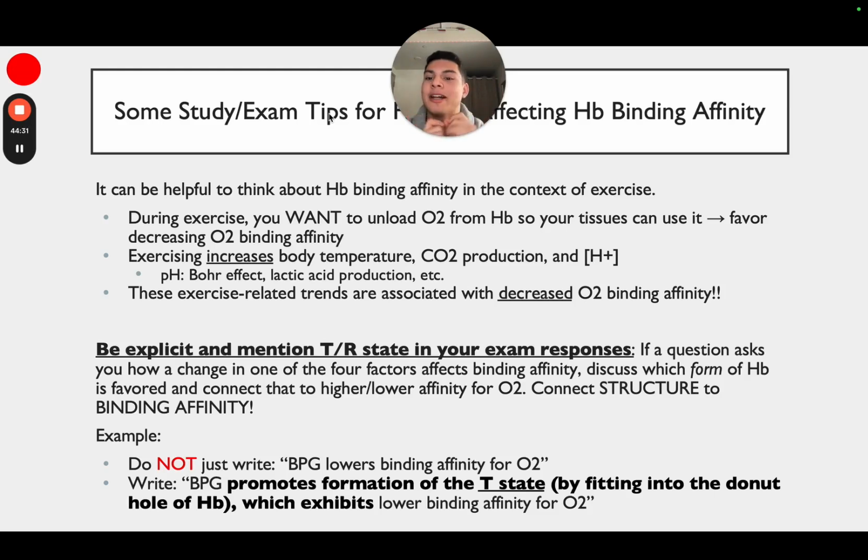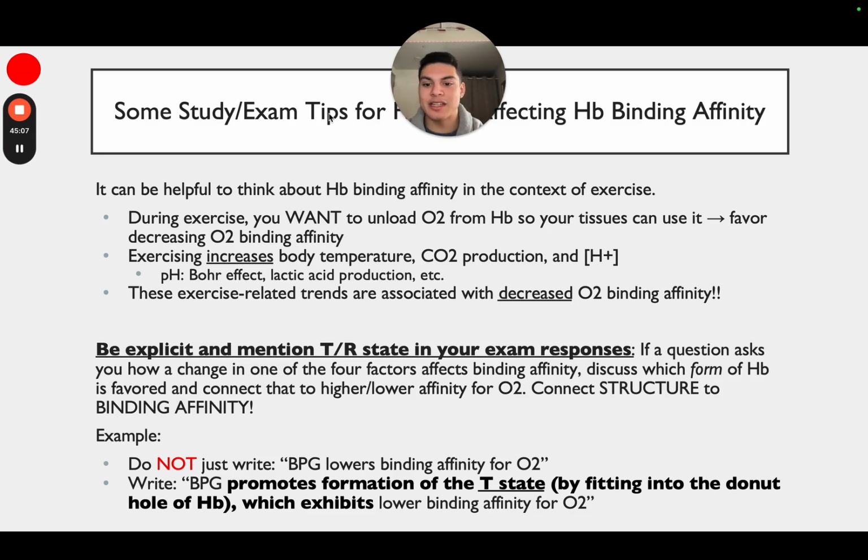But the key thing about exams is to be explicit and mention the T and R states in your exam responses. If a question asks you how a change in one of the 4 factors affects binding affinity, discuss which form of hemoglobin is favored, T or R, and connect that to higher or lower affinity for O2. Connect the structure of hemoglobin to the binding affinity of hemoglobin and oxygen delivery. So for example, don't just write BPG lowers binding affinity for O2. Instead, write that BPG promotes the formation of the T state by fitting into the donut hole of hemoglobin, which consequently lowers the binding affinity for O2.